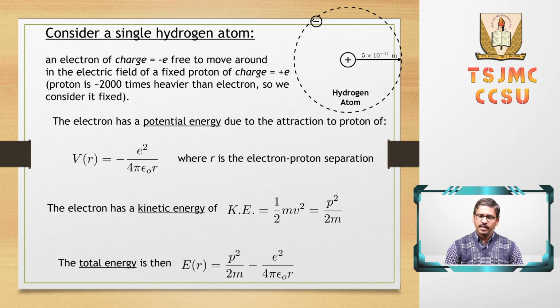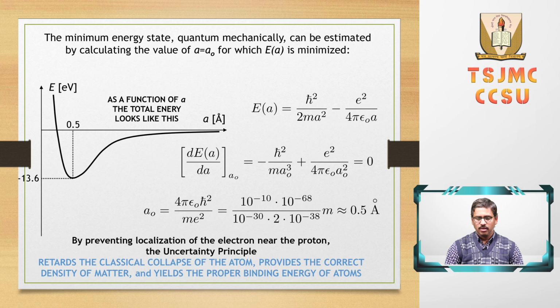As we know from our 10th or 11th class, kinetic energy is just half mv square, that is p square upon 2m, where p is mv, the momentum, mass into velocity. So what is the total energy? Total energy is the kinetic energy plus the potential energy, so we get this equation: p square by 2m minus the potential energy. Here in this slide we have plotted a graph of energy versus radius.